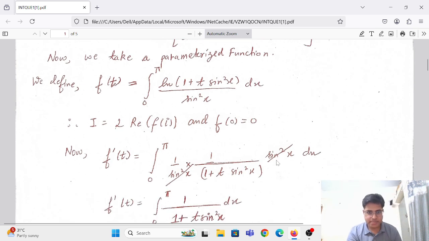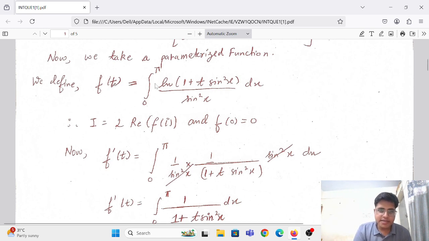Now what we do is we differentiate this function with respect to t, which is a standard practice of the Feynman technique. We differentiate the function that we assumed with respect to the parameter. So what would be f prime of t? That is the differentiation of this function with respect to t.